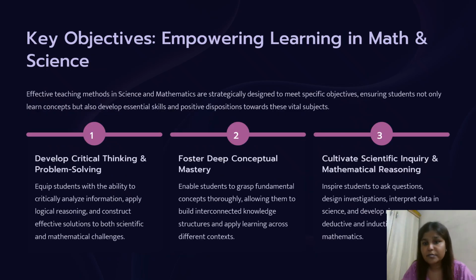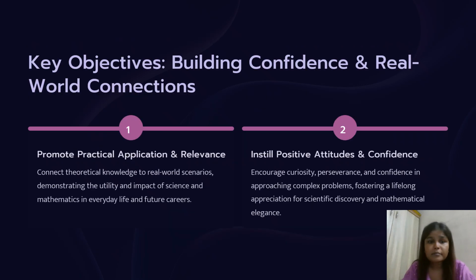What are the different objectives when it comes to teaching mathematics and science? The very first one is to develop critical thinking and problem solving abilities. The next is fostering deep conceptual understanding of principles and laws. Basically, the aims more or less are going to give you proper objectives. So the third one is cultivating scientific inquiry and mathematical reasoning. The fourth one is promoting practical application and connecting theory to real life, building confidence, curiosity, and positive attitudes towards learning. Together, these objectives help students become independent thinkers and lifelong learners.